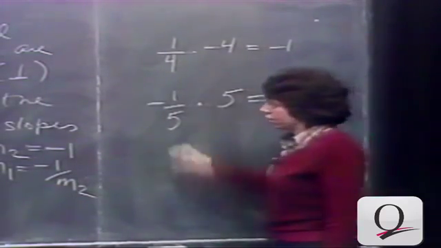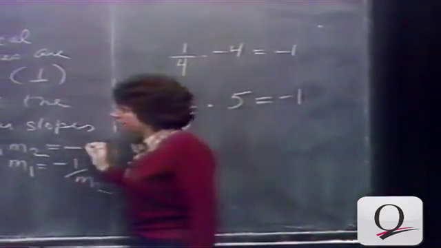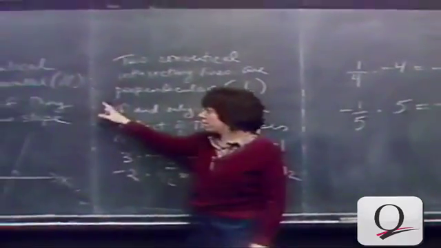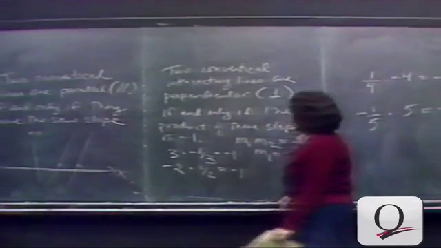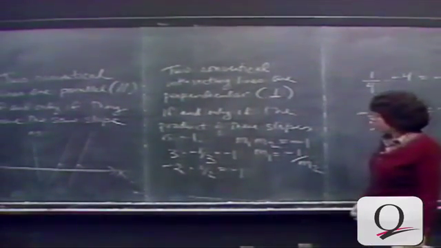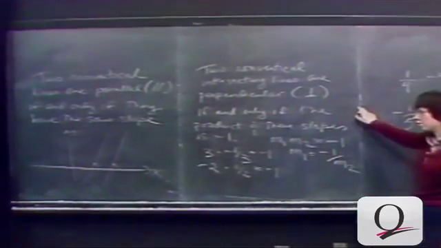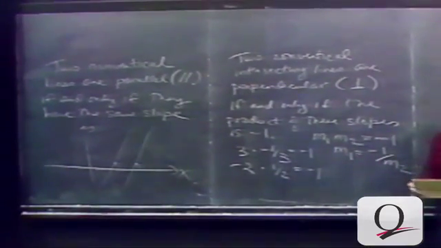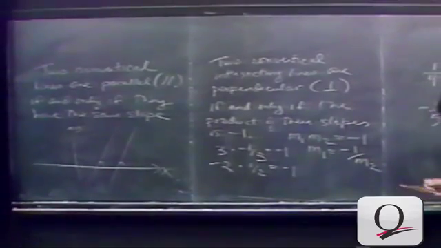We're going to be using these ideas in the next videotape. So remember that non-vertical lines are parallel if and only if they have the same slope, and non-vertical intersecting lines are perpendicular if and only if the product of their slopes is -1, or if and only if their slopes are negative reciprocals of each other. And that brings us to the end of this tape.